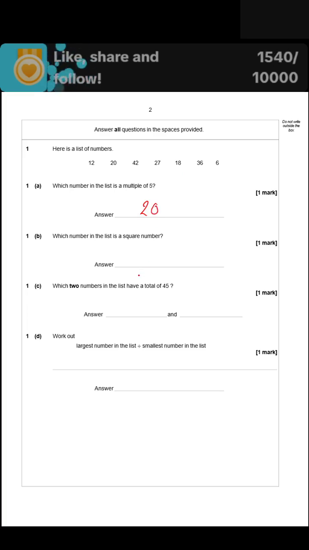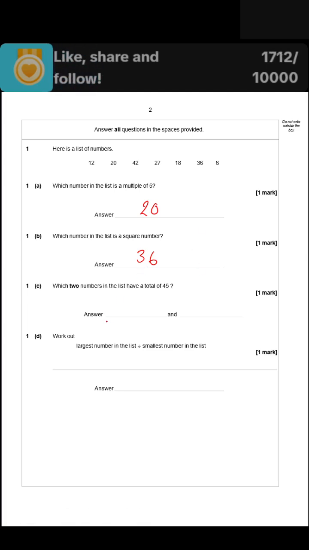For part B, we are looking for a square number. So a square number is when you multiply a number by itself and the result is the square number. So for example, 1 times 1 is 1, 2 times 2 is 4, so 1 and 4 are both square numbers. We keep going up and we're looking for a number that would appear as one of the results, and it would be 36, because 6 times 6 gives you 36.